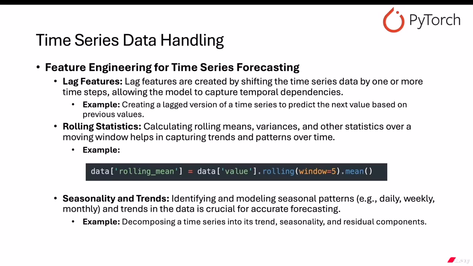Rolling statistics. Calculating rolling means, variances, and other statistics over a moving window helps in capturing trends and patterns over time. An example is data['value'].rolling(window=5).mean(). Seasonality and trends. Identifying and modeling seasonal patterns, for example daily, weekly, monthly, and trends in the data is crucial for accurate forecasting. An example is decomposing a time series into its trend, seasonality, and residual components.